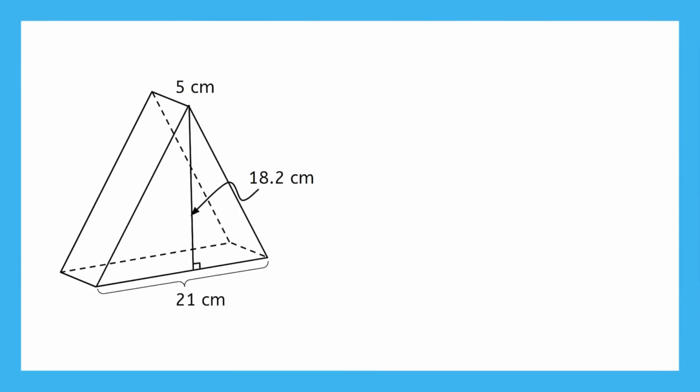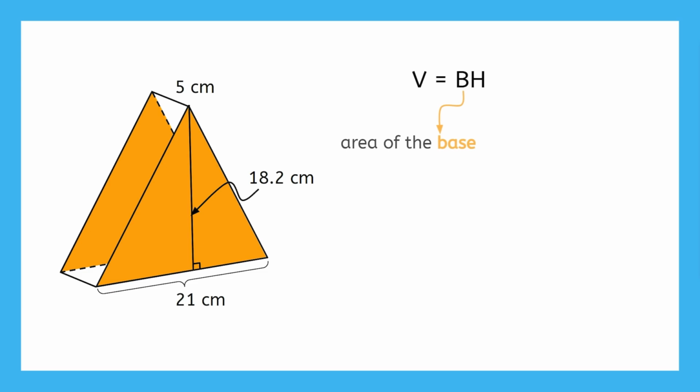The bases are these 2 triangular faces. To find the volume of this prism, we need to find the area of one of these triangular bases, big B, and multiply it by the height of the prism, big H. What is the area of the base?